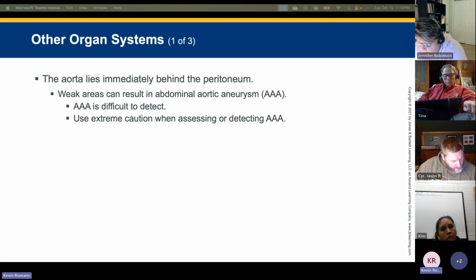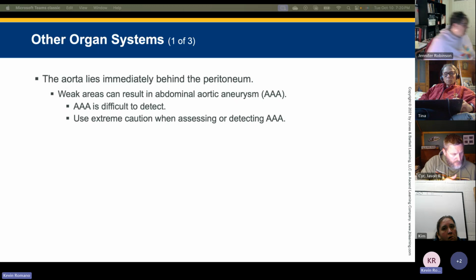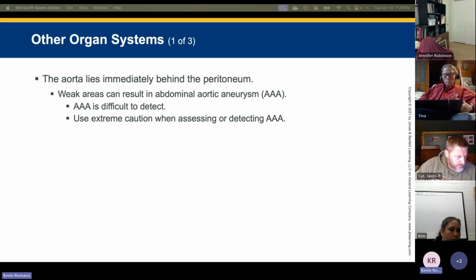The aorta is about the size of a quarter in diameter. It's your major blood supply to the body. It comes off the ventricle, right? The right or left ventricle, right or left? Right. The right ventricle pumps through the pulmonary artery, which is deoxygenated blood that goes into the lungs, comes back through the pulmonary vein, which is oxygenated blood that goes into the left atria, through the mitral valve, into the left ventricle, into the aortic valve, into the aorta.